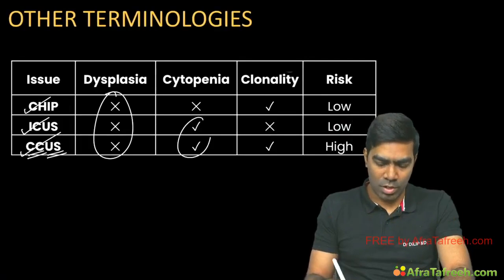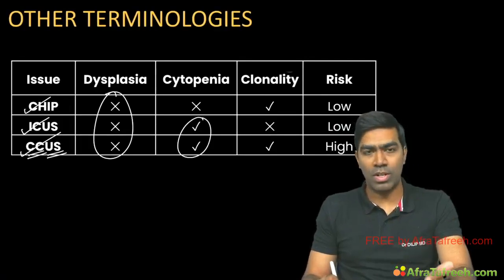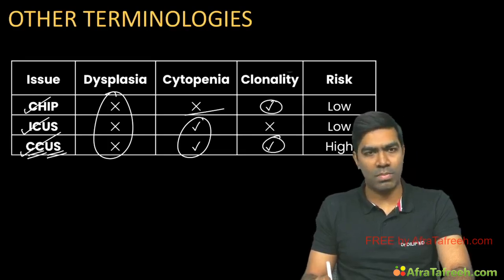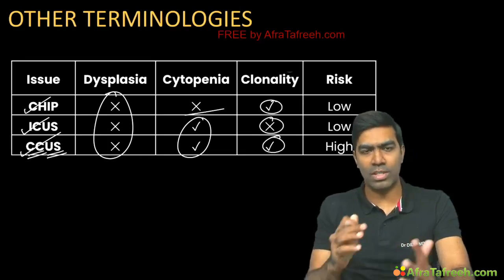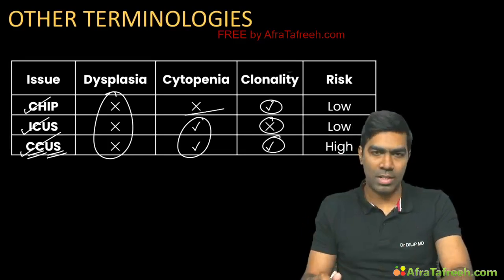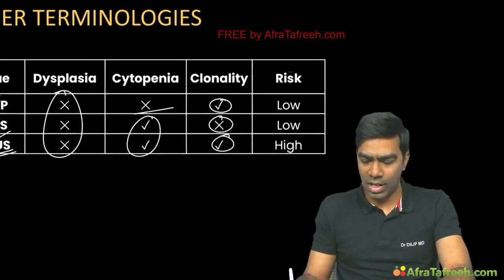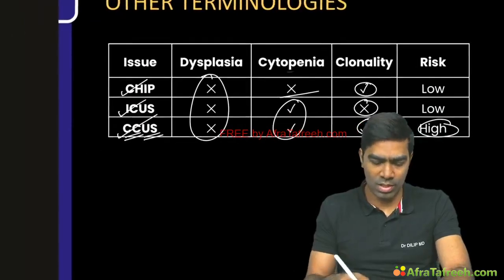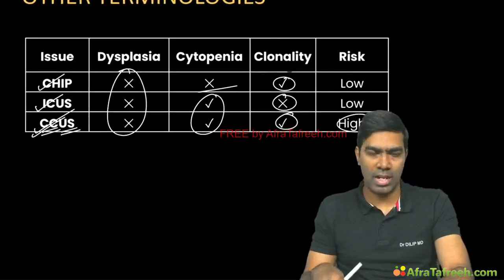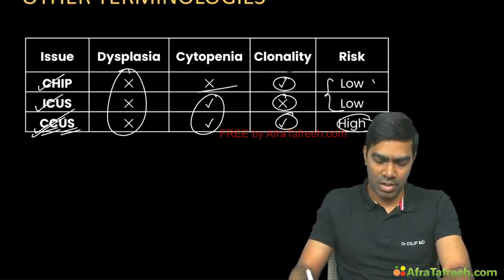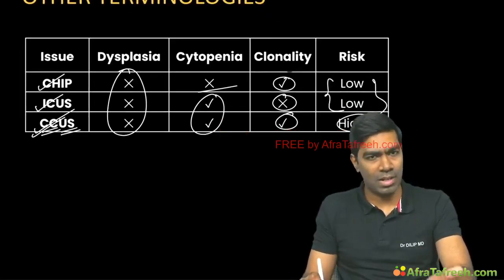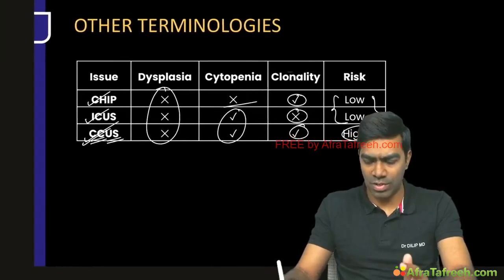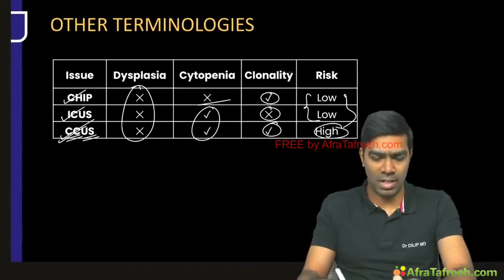but you're going to have cytopenias in ICUS and CCUS, but not in CHIP. And clonality will be seen in CHIP as well as in CCUS, but not in ICUS. That's why it's called idiopathic cytopenia of undetermined significance. If you look at the risk of transforming into MDS or AML, the risk is actually quite high with CCUS. The risk is actually low with CHIP and ICUS. I'll try to put everything in an algorithm in the next slide, don't worry.